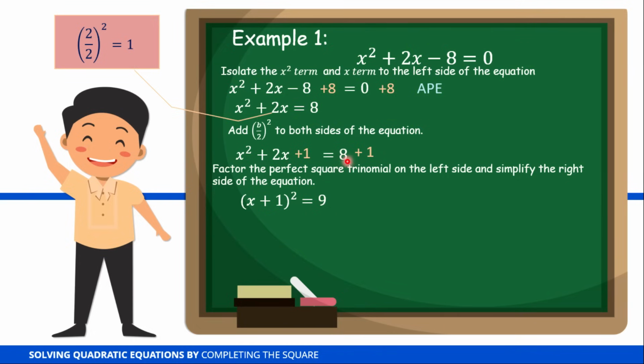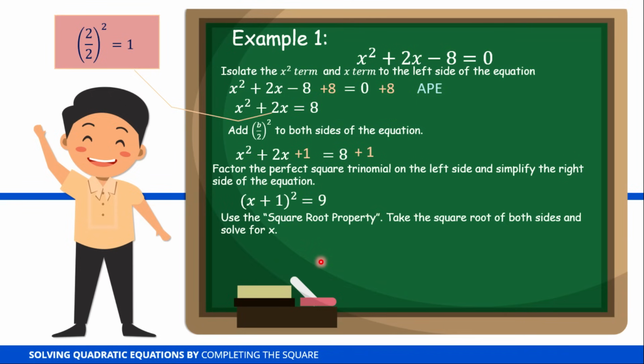Simplify natin itong nasa right side. So, we have 8 plus 1. Answer is 9. Ito na yung bagong form ng ating equation. We have quantity x plus 1 squared is equal to 9.